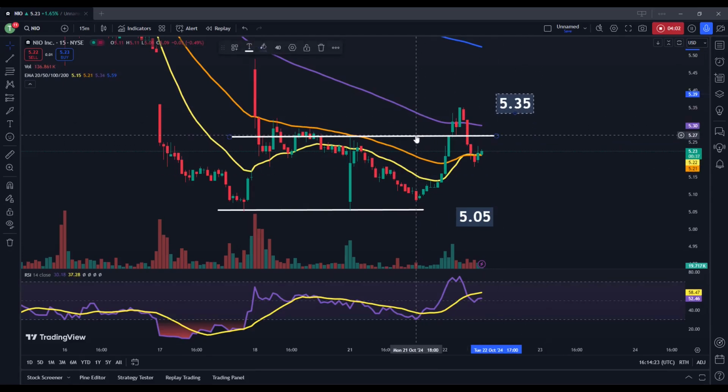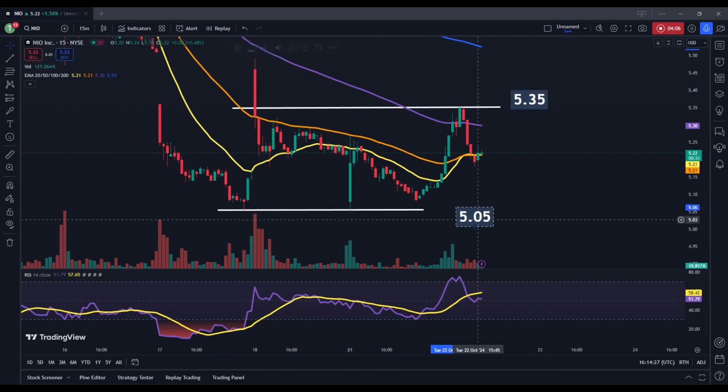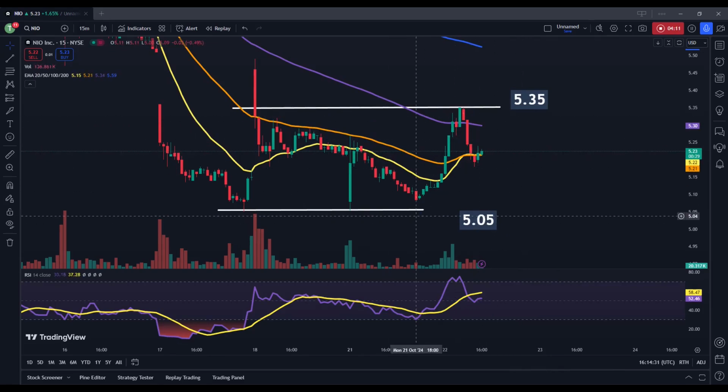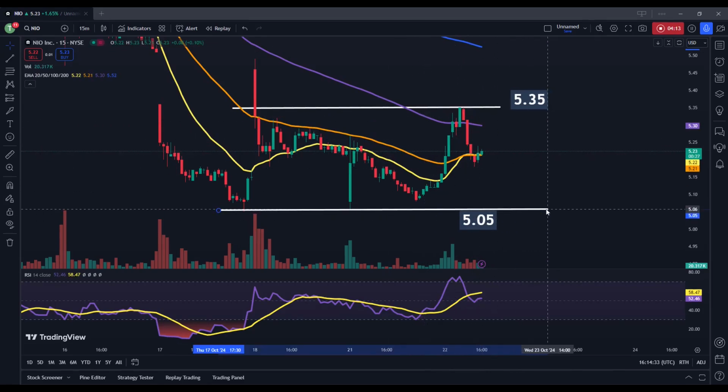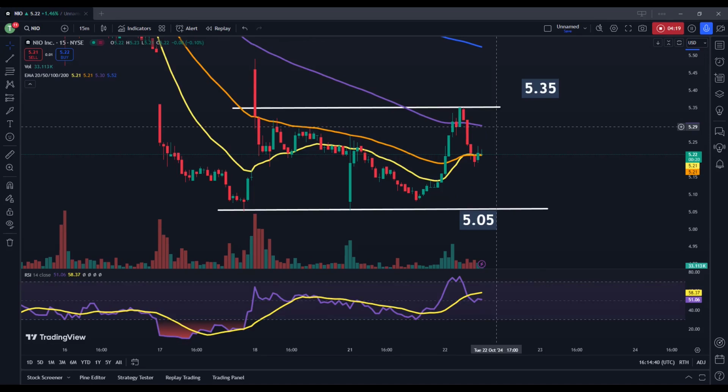Okay, so really for the moment, this is kind of defining our range here. What we can see is 535 to the top and 505 to the bottom. So it's a very tight range. There's not much distance here. And this will be kind of critical in my view. The direction of this break here is probably going to tell us where share prices are headed next.